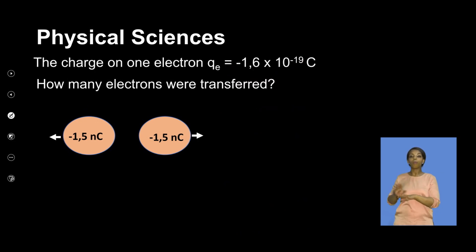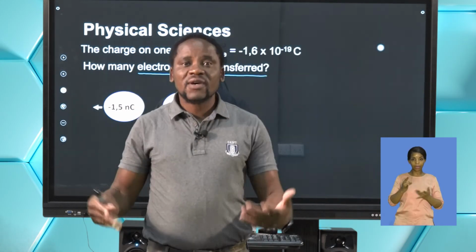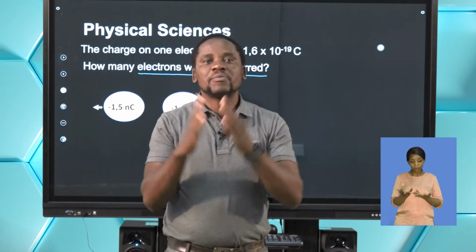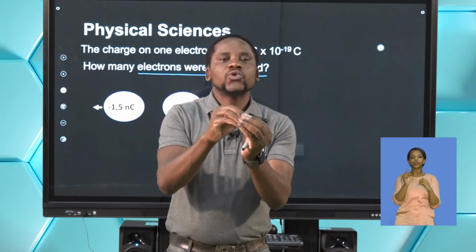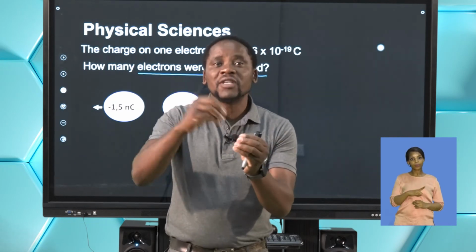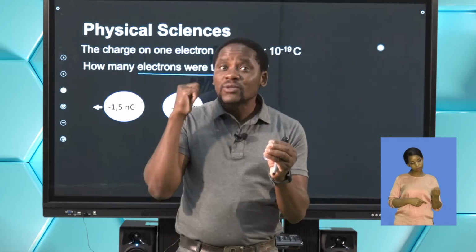And then the other question says how many electrons were transferred. Now we want the number of electrons. This brings us to the main concept as far as the quantization of charge. So when these two materials are brought into contact, what are we saying? We are saying that Q2, because it has excess electrons, a certain whole number of electrons are transferred from Q2 to Q1, as was the case here.